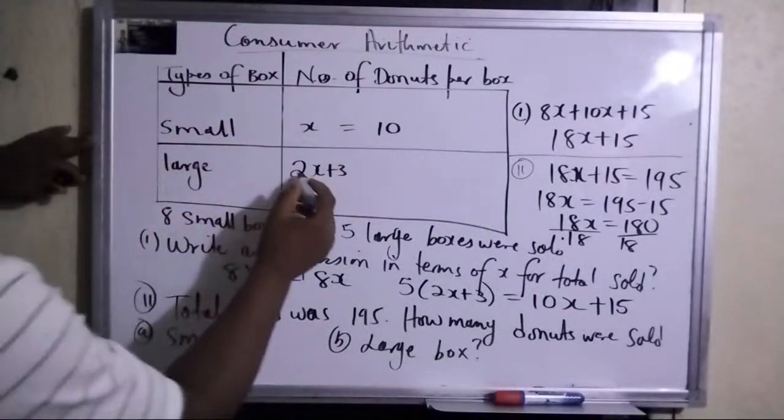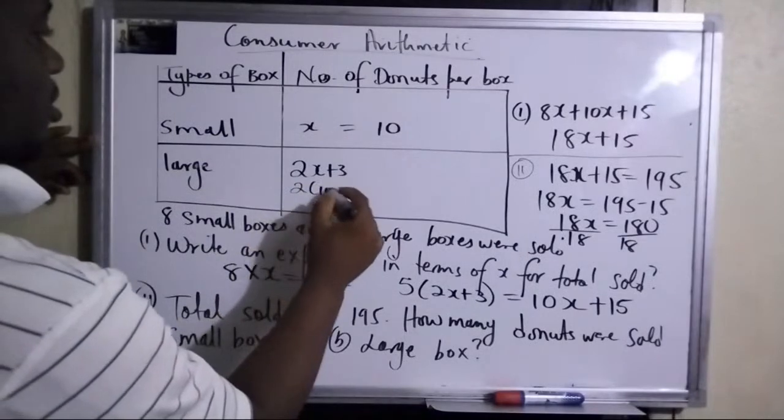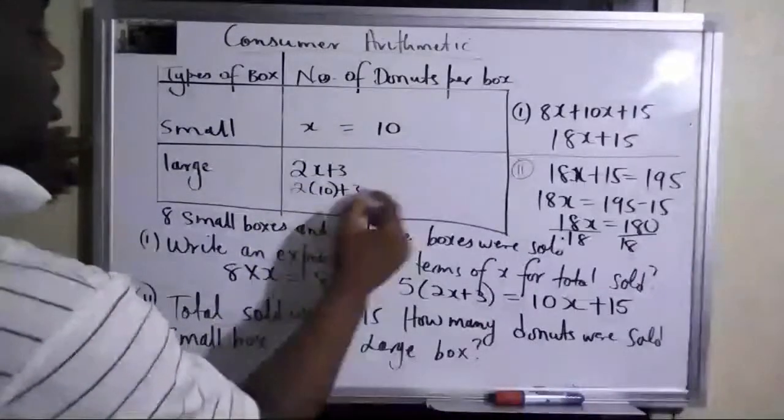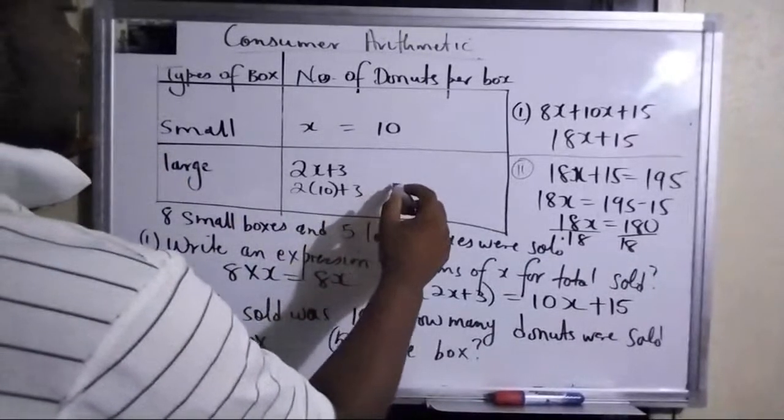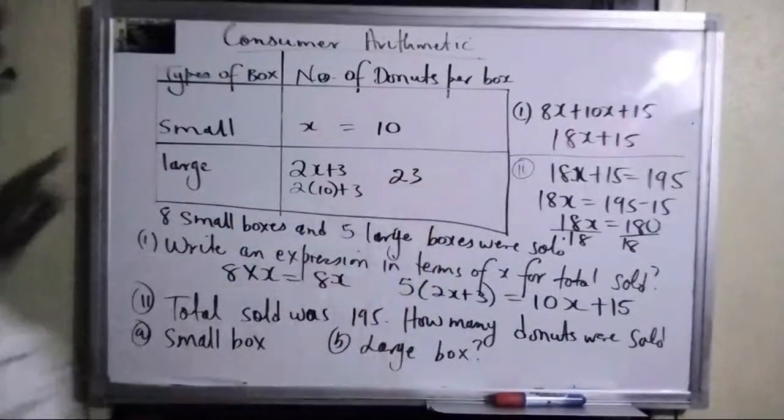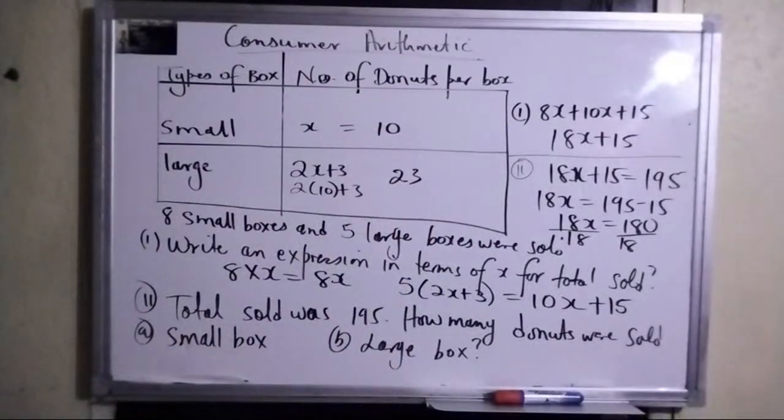And for this one, 2 times 10 plus 3. So that's our 2 times 10, so that represents 23 in the small box. And they told us that they sold 8 small ones. So for the small one, it would be 8 times 10. So that would be 80.